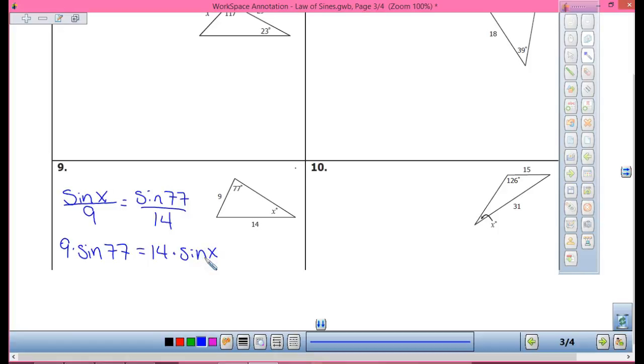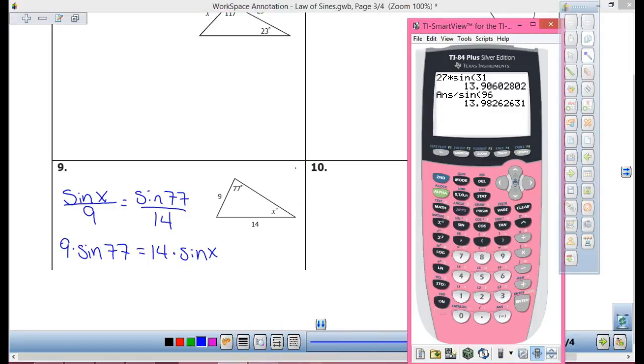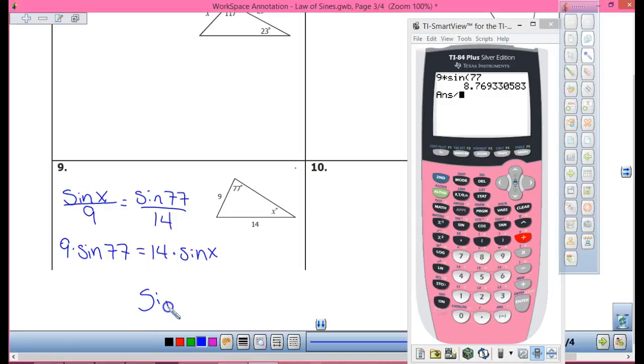Now, when I was looking for an angle, what did I have to hit in my calculator? Yeah, I had to do the inverse, right? So when I'm doing this in my calculator, we've got 9 times the sine of 77, and then what am I dividing by this time? 14, right? Now I didn't inverse anything right now, I just have to divide by 14, because I'm going to get sine of x by itself.